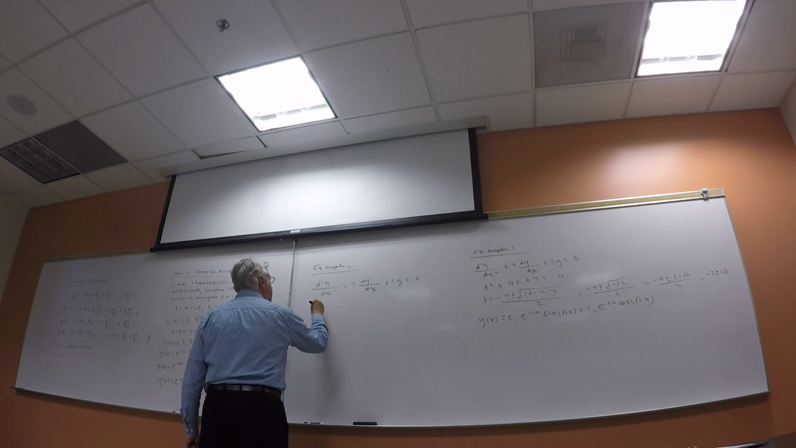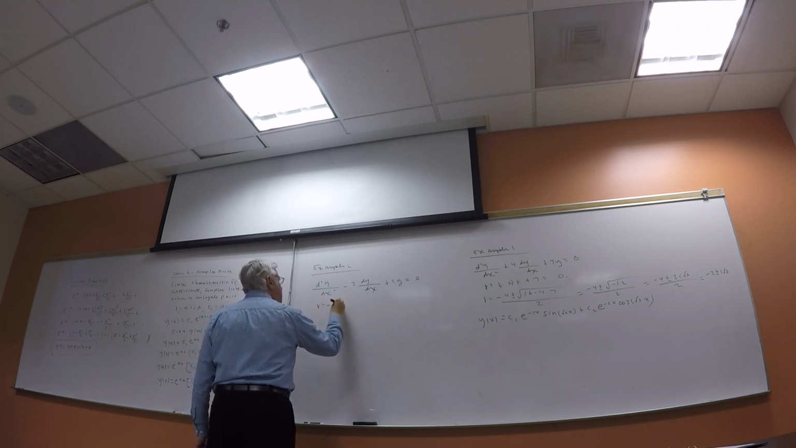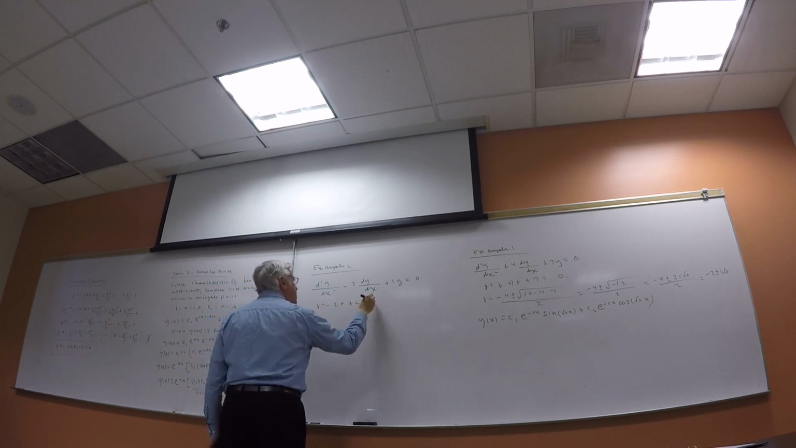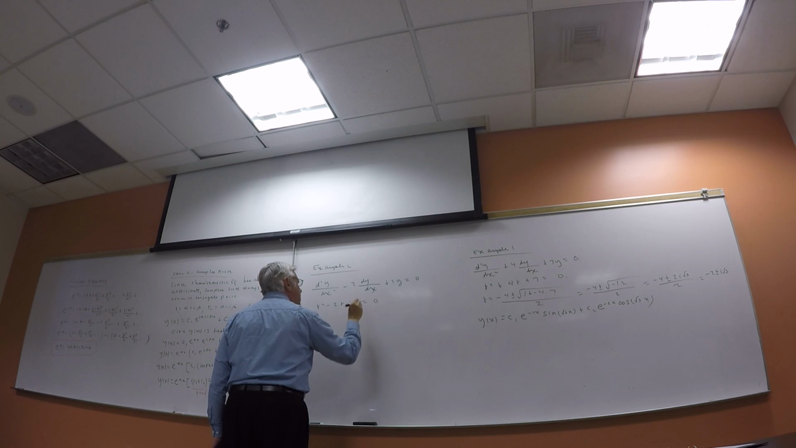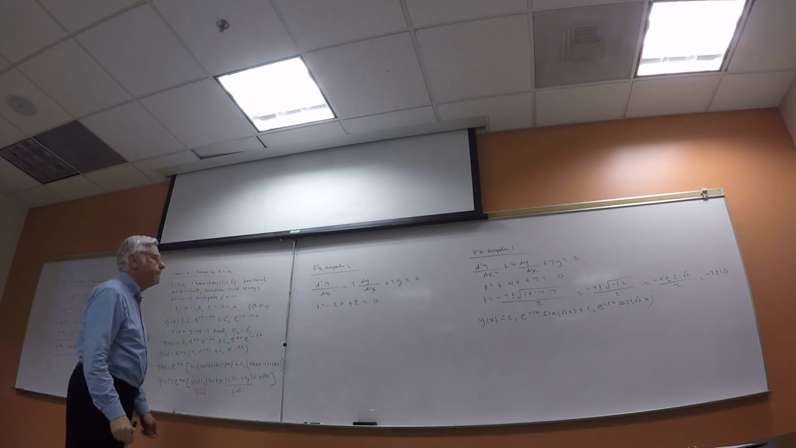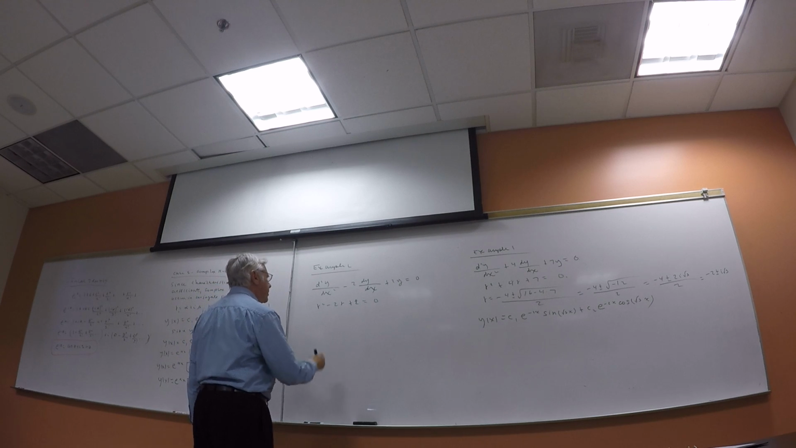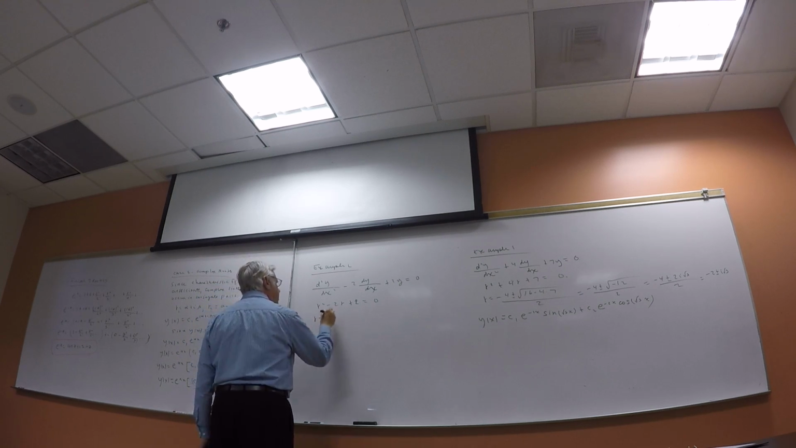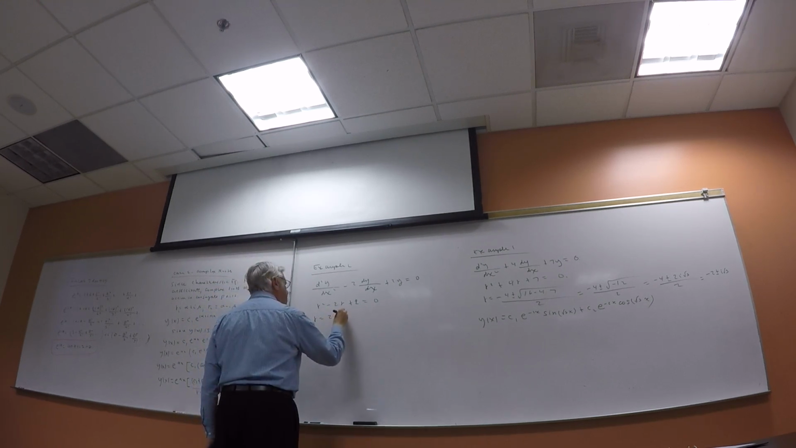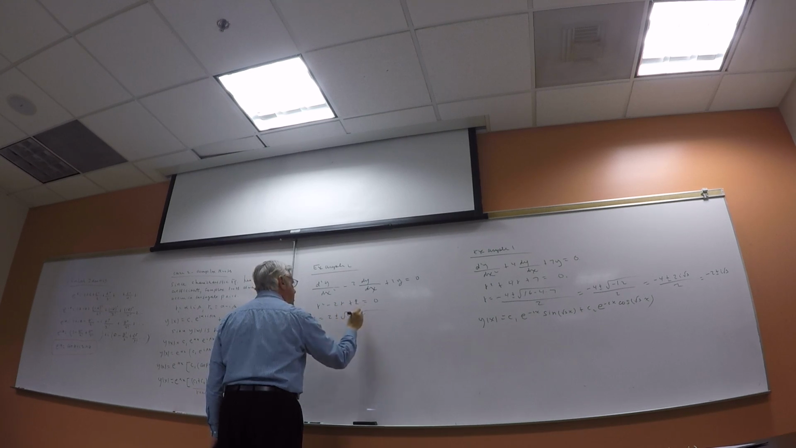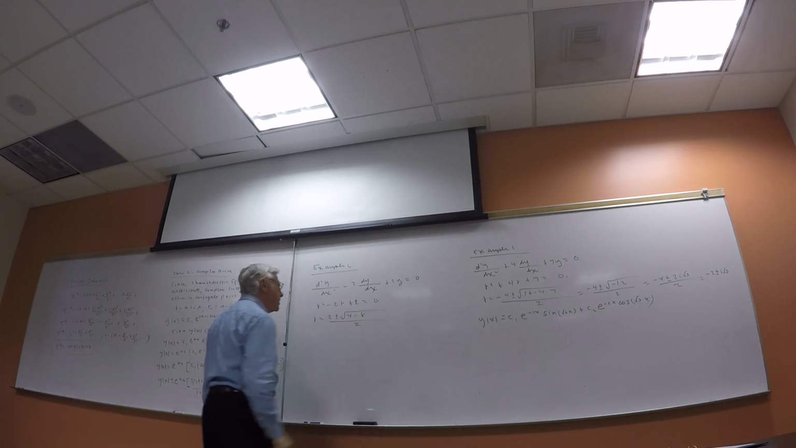Okay, characteristic equation. r squared minus 2r plus 2 is equal to 0. Again, it doesn't factor, so we'll have to use the quadratic formula. r equals 2 plus or minus the square root of 2 squared minus 8, all over 2.